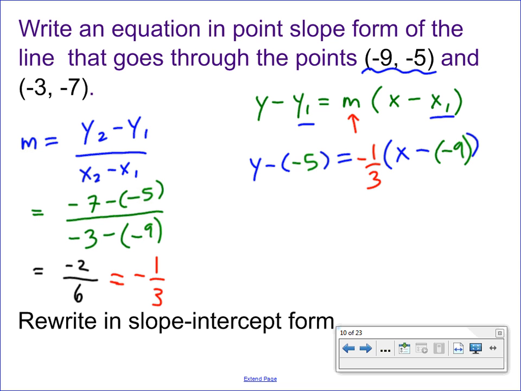It's easy to see one point on the line, negative 9 comma negative 5. It's easy to see the slope of the line, negative 1/3. And so this is point slope form.